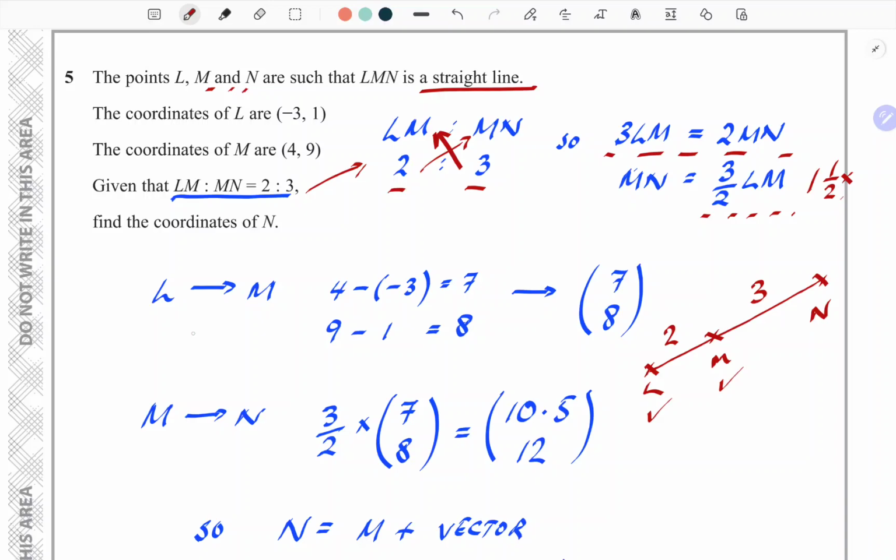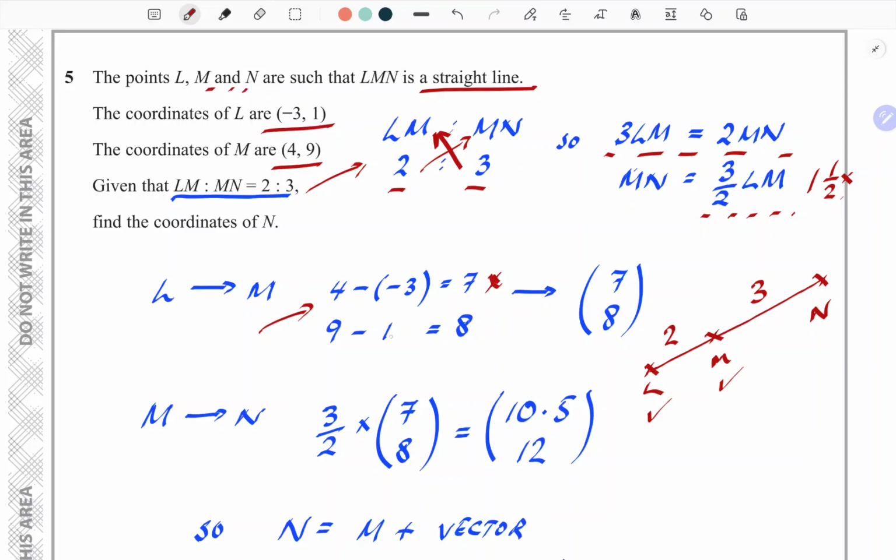Right, so now we need to work out the movement from L to M, and you use the coordinates. All right, coordinates of L are -3, 1. M is 4, 9. All right. So going from L to M, 4 minus -3 is 7. So you're going X is 7. All right.